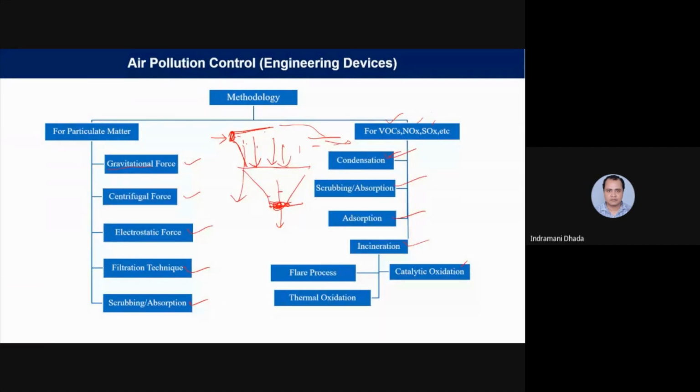And catalytic oxidation. Some catalyst you can use to oxidize these unburned things, or to oxidize these gases. Suppose SOx are there, NOx are there, or CO2, CO are there, then you can oxidize those things through catalysis.